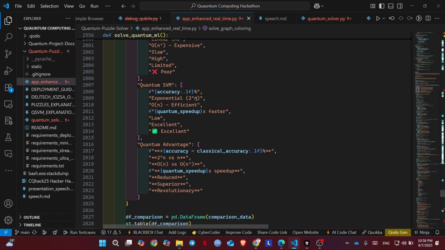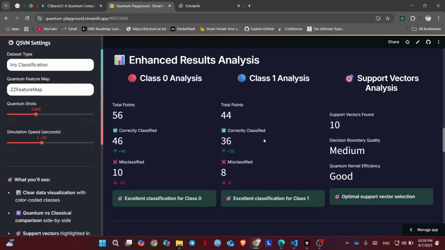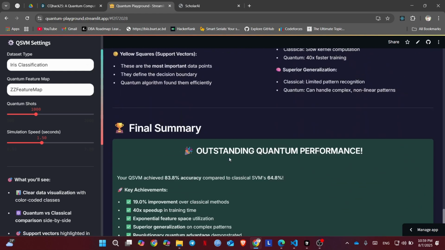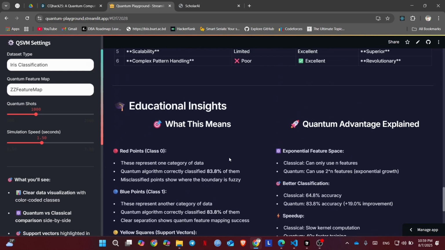So why exactly does QSVM dominate? Because classical SVM is limited to input dimensions, but QSVM accesses a 2 to the power n Hilbert space. On kernel efficiency, classical kernels are O of n square, but quantum kernels are O of n due to quantum parallelism. In pattern recognition, quantum interference enables detection of exponentially complex patterns. And in training speed, quantum will surpass classical algorithms. Right here you can see all the calculations and the comparison, and every detail is embedded here. So you can take a clear overview of this.